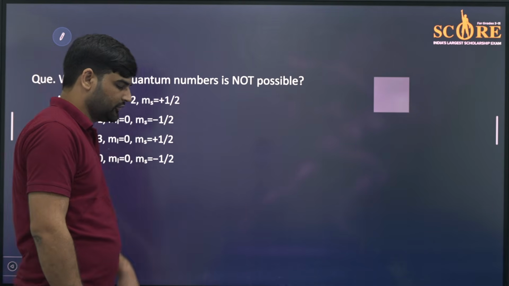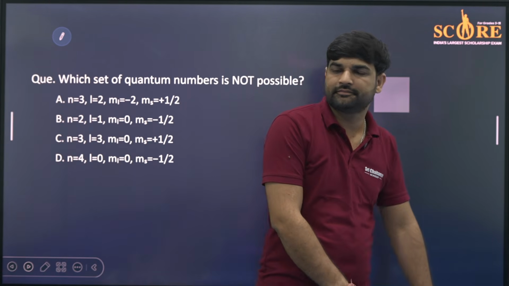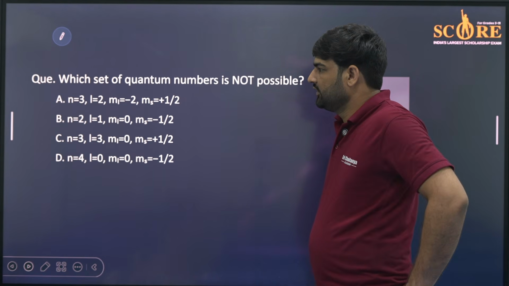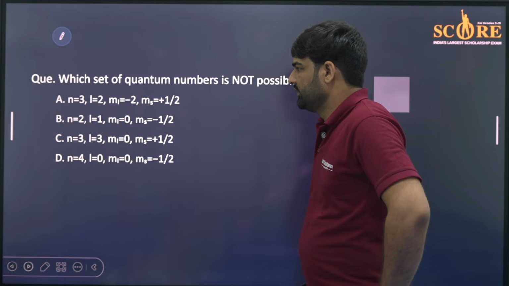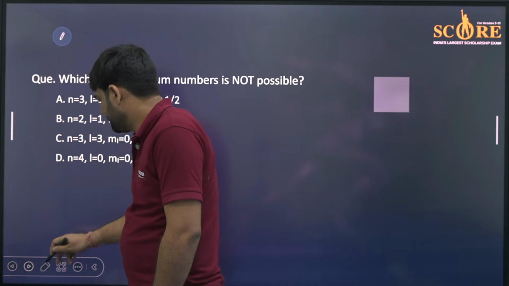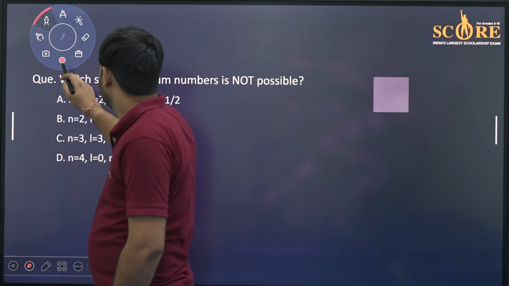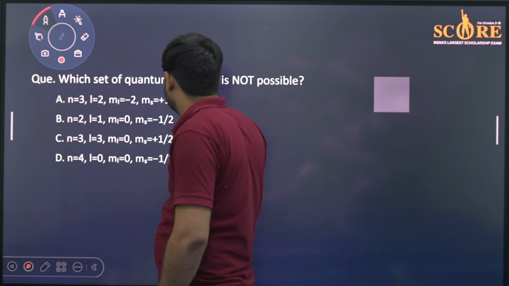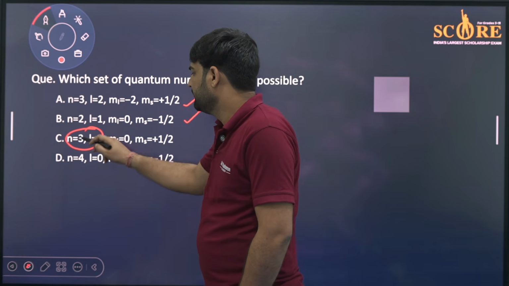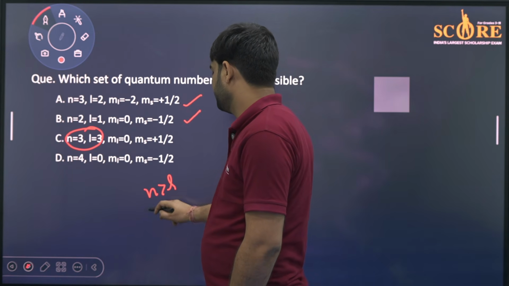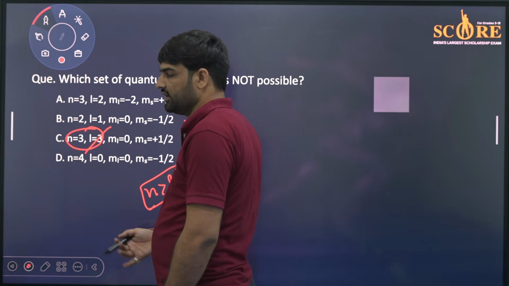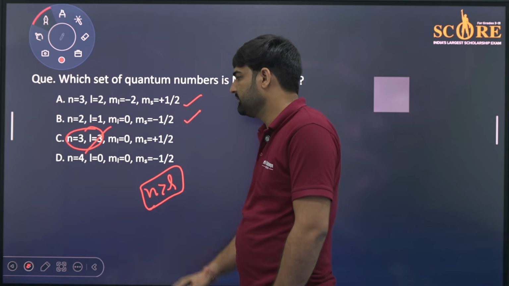Next is a simple problem. Which set of quantum numbers is not possible? First of all, n is 3, l is 3, m is -2. This is wrong. This is also correct. Why is this wrong? We know that n greater than l should be followed. So n is 3, then l should be 2, 1, likewise. So this cannot be similar.